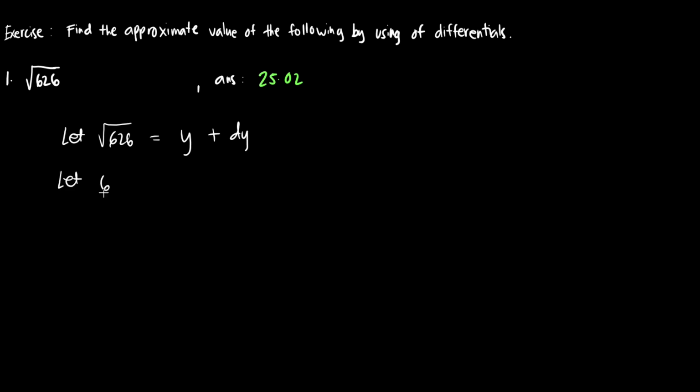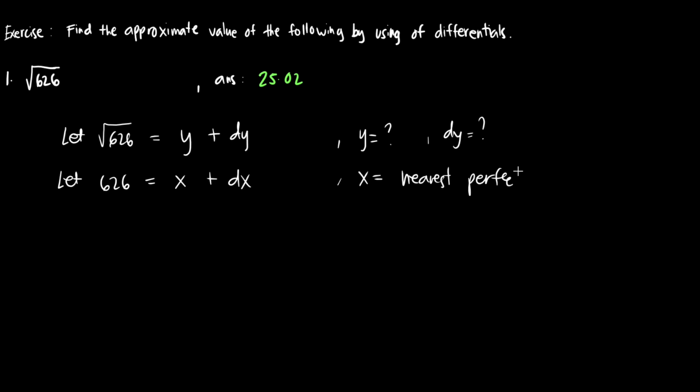And also we'll let 626 be equal to x plus dx. So the unknown value is y plus dy, and for x, what is the value of x here? The value of x is the nearest perfect square number of 626.